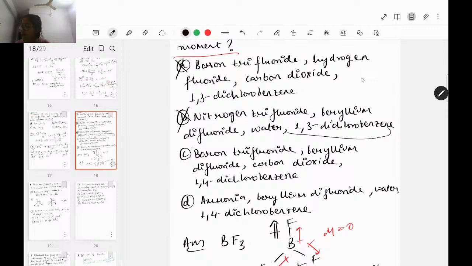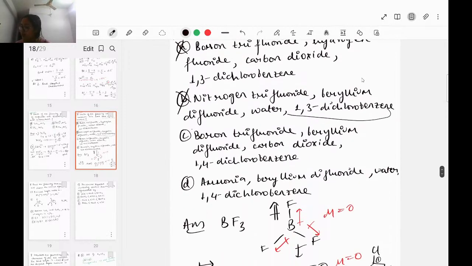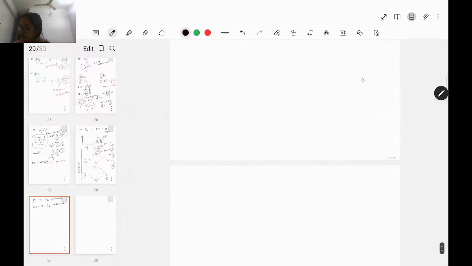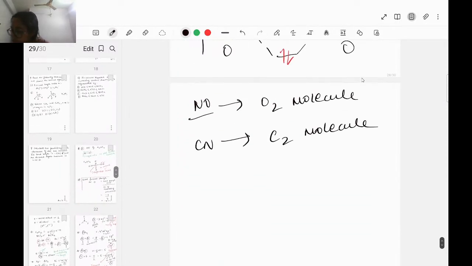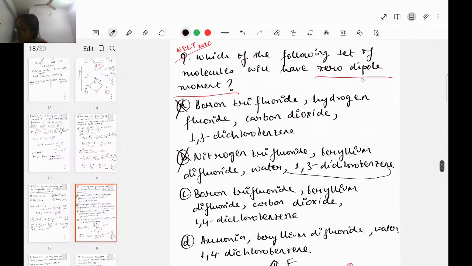Because we need to find molecules which have zero dipole moment. And boron trifluoride, beryllium difluoride, carbon dioxide. Here we have boron trifluoride, beryllium difluoride. We'll look at this again. Then again we have options C and D. Let us see which one is correct. Boron trifluoride we just explained. Beryllium difluoride, let us see that.